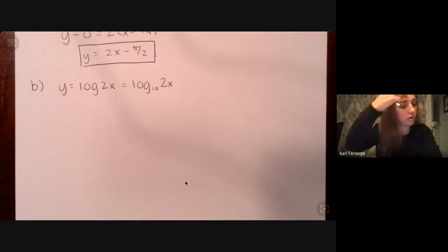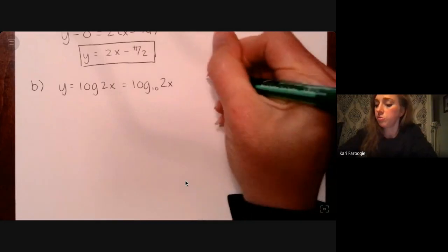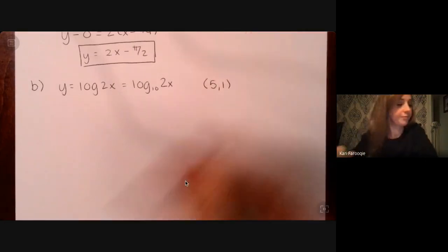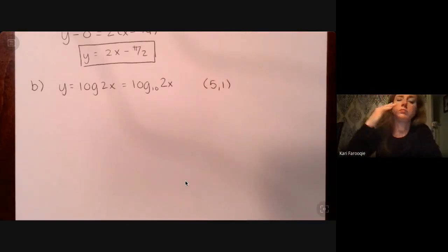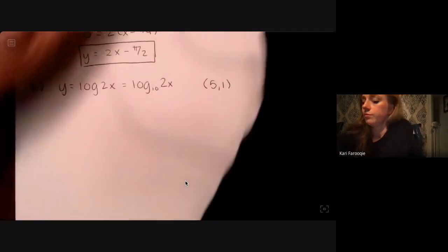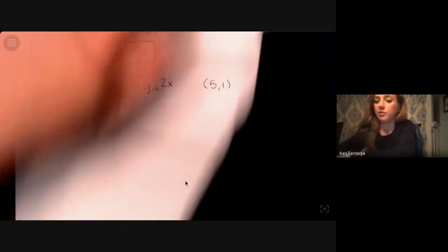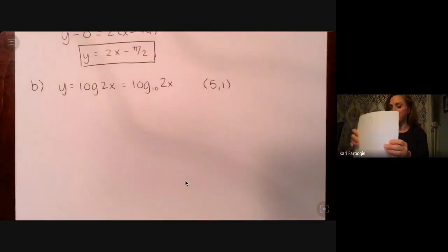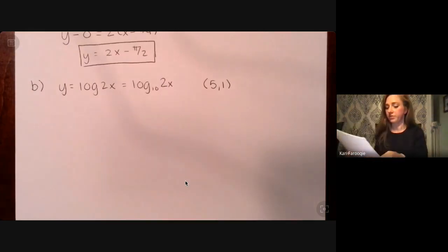We're going to look for the equation of the tangent line at the point 5, 1. Just going to go ahead and give you the point here. So let's go ahead and take the derivative. I'm going to remind you of your derivative rule from page 1.